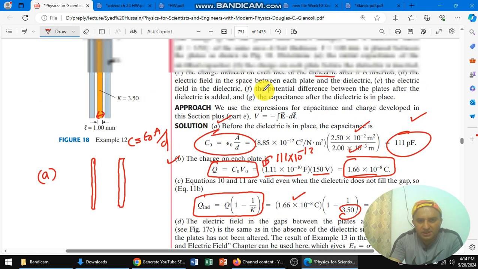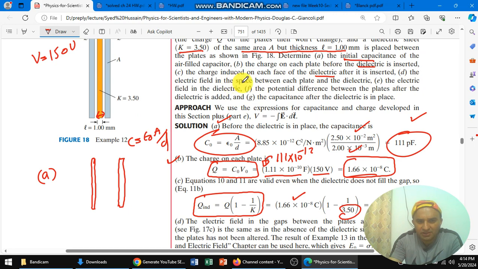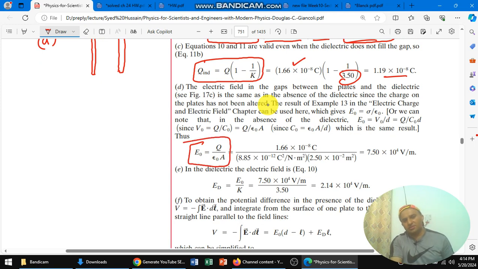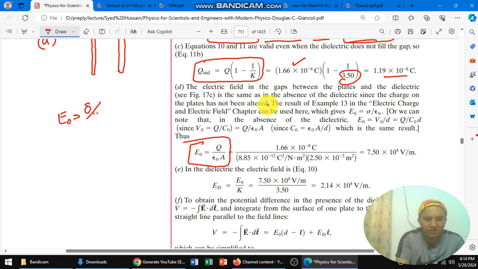So for the part D, the electric field in the space between the plates, we need to find the electric field. So E is equal to Q over A epsilon naught. This is the formula for E. But how do we find this formula? We can derive it. According to Gauss' law, intensity is equal to sigma over epsilon naught, and sigma is the charge per unit area, Q over A. So E is Q over A epsilon naught. We use this equation directly.